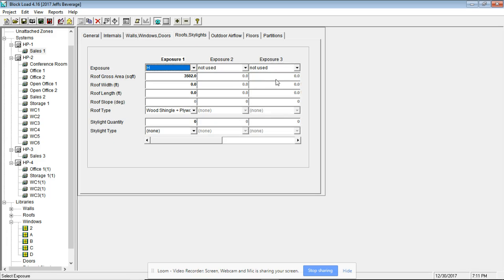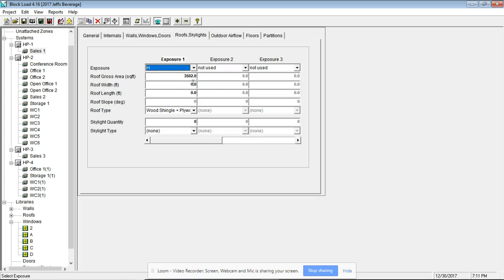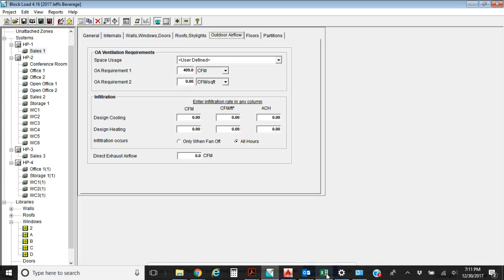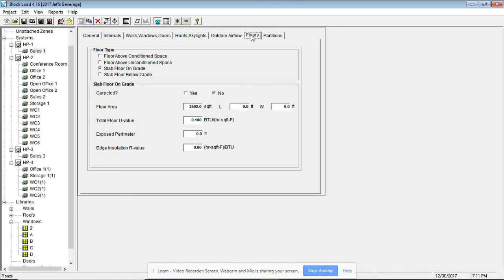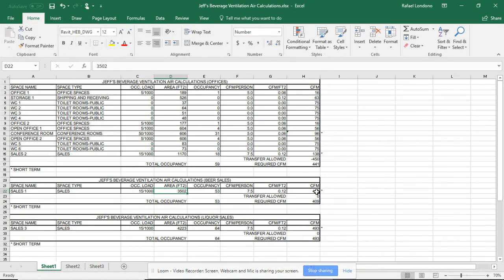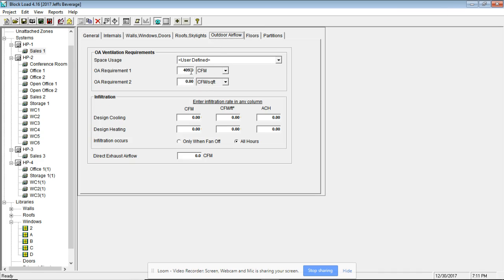Then roof and skylights. It does have a roof. The area of the roof is the same as the floor area, and it's horizontal as we discussed earlier. The outdoor airflow comes right out of the spreadsheet. Let's double check the spreadsheet. It's 3502. If we punch 3502, we get 409 CFM of outside air. So outdoor airflow, 409 CFM of outside air. And that's done. That area is done.